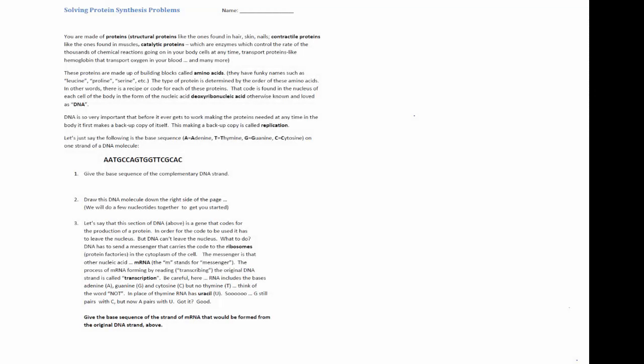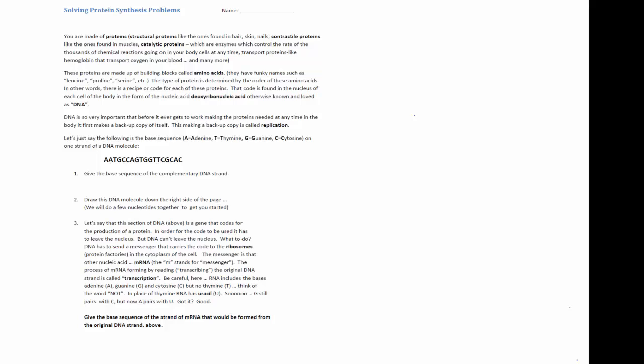So let's get back to solving protein synthesis problems. That's probably what brought you here in the first place. I'd encourage you to read this first paragraph. Hey, you know what? I'm just going to read it to you. Kindly follow along, and it's a good thing for your brain to actually hear some of this vocabulary, and it eventually puts it all together.